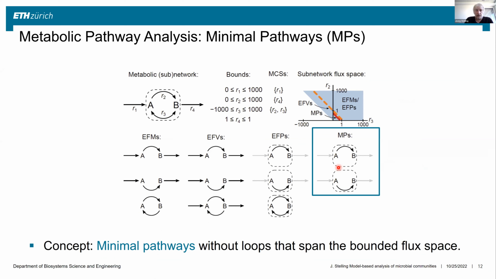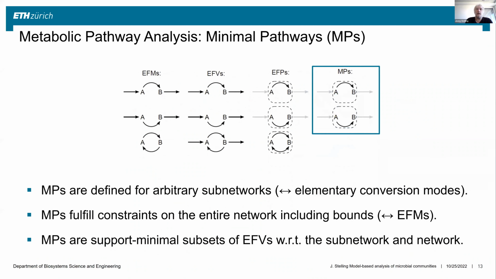So the way this is done computationally is the following. We make this definition for arbitrary subnetworks. They're essentially equivalent to so-called elementary conversion modes, but we can choose any reaction in the network we want to consider. They fulfill the entire constraints on the network. So that's the distinction to EFMs. And they also support a minimal subset of the EFVs.